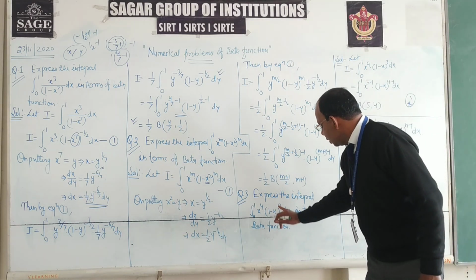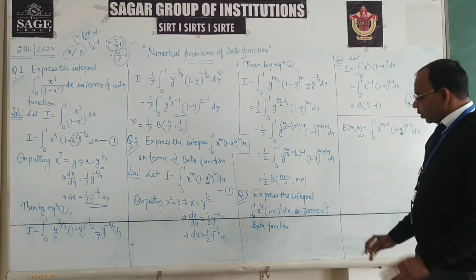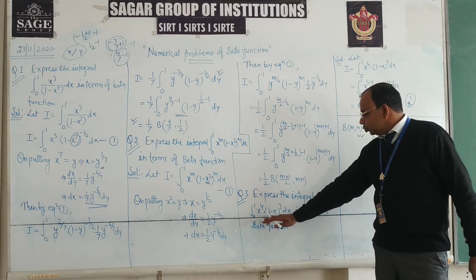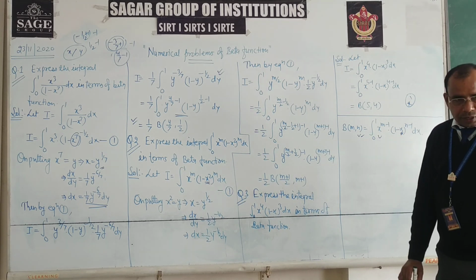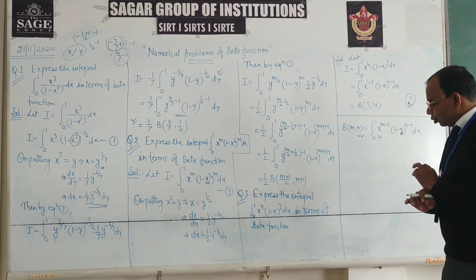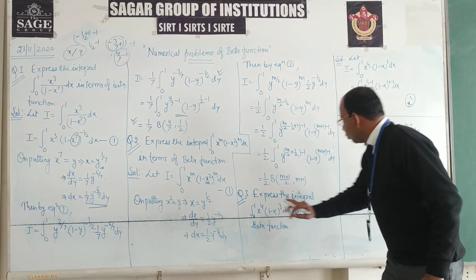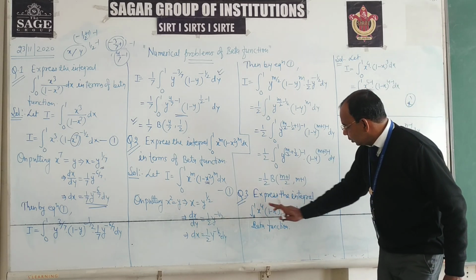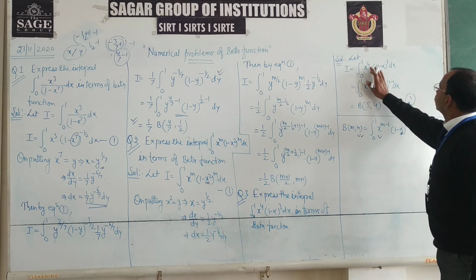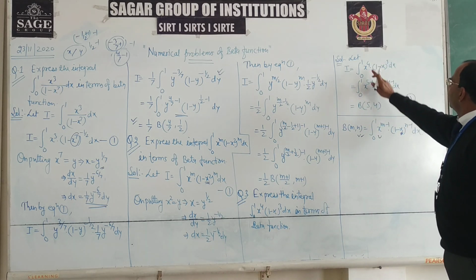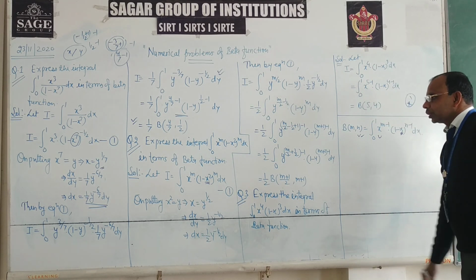Now express this integral in terms of beta function. There is no change; this integral belongs totally to the beta function, so there is no need for a substitution term. X to the power 4 minus 1 format, then 5 minus 1 and 3 minus 1 and 4 minus 1. We have x to the power 4, 1 minus x to the power 3, then 5 minus 1 is 4 and 4 minus 1 is 3. This is the beta function.